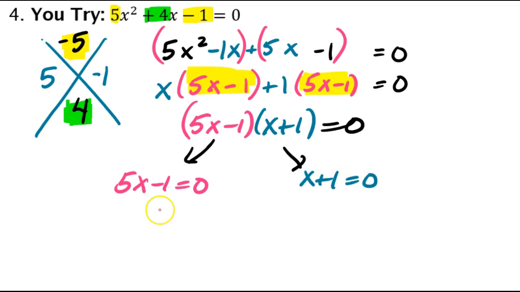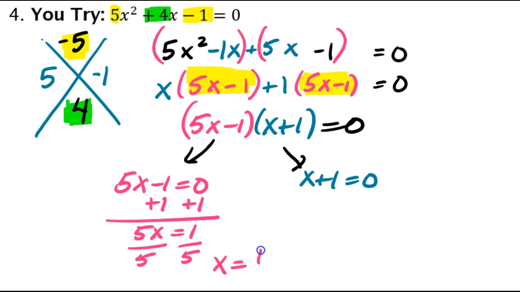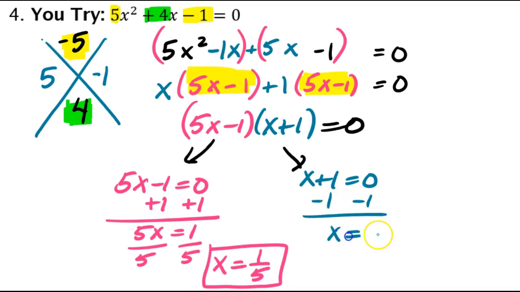So let's do the pink one first. I would add 1 to both sides, which would give me 5x equals 1, and then divide by 5. So my first answer would be x equals 1/5. And then the blue one is a lot easier. We're just going to subtract 1 from both sides, and I have x equals -1. So these are my 2 solutions, x equals 1/5, x equals -1.